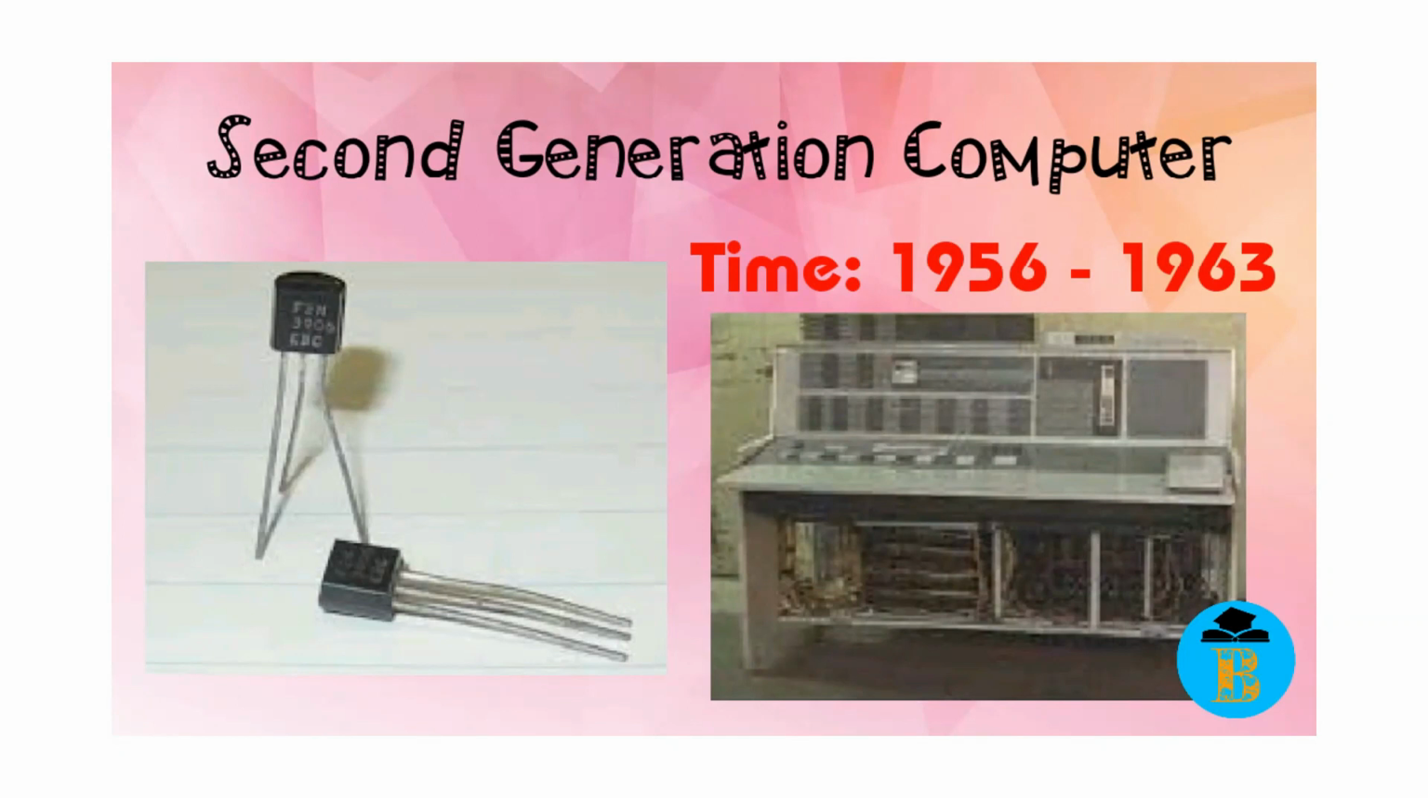Here, children, the stored instructions in the memory were moved from magnetic drum to magnetic core technology. So there was an improvement, obviously, and it became a little bit faster, cheaper, and more energy efficient, and it was more reliable than the first generation computer.